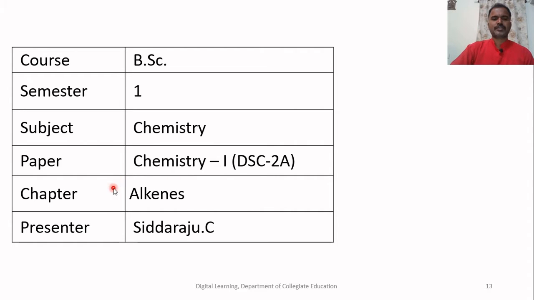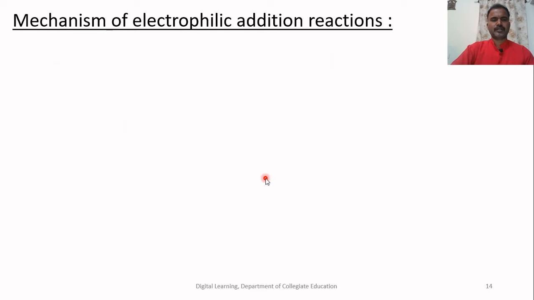Here I am going to discuss alkenes. It is for the BSc first semester and the title of the paper is Chemistry 1 DSC 2A. In this session, I am going to discuss particularly the mechanism of electrophilic addition reactions of alkenes.